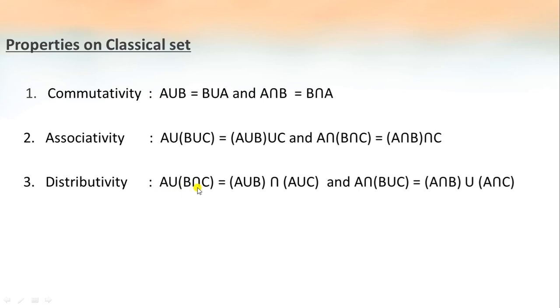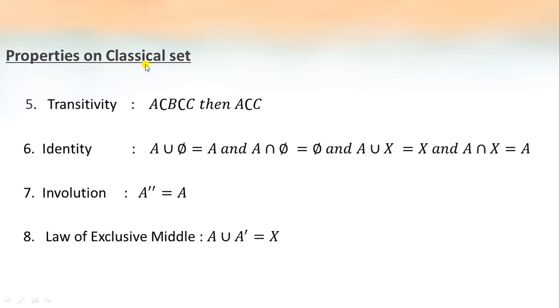A union B intersection C is distributed. This union is distributed to this particular pair. So it will be A union B intersection A union C. Similarly, A intersection B union C equals A intersection B union A intersection C. Next is idempotency. That means A union A equals A and A intersection A equals A. Next property is transitivity, which states that if A is a subset of B and B is a subset of C, then we can say A is a subset of C.